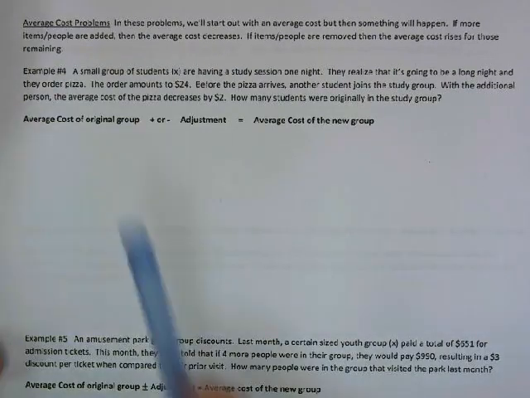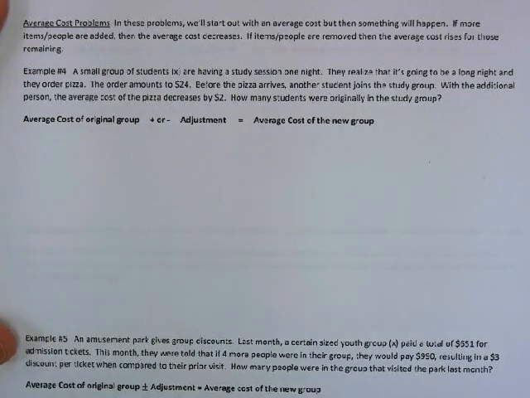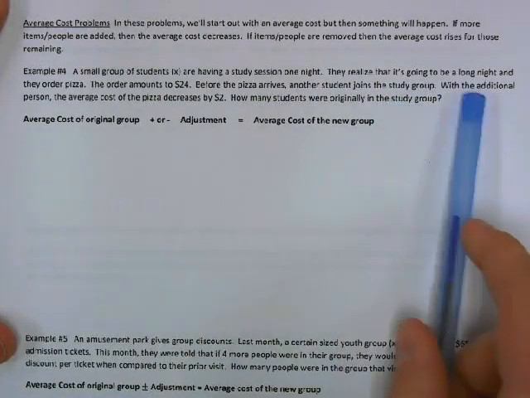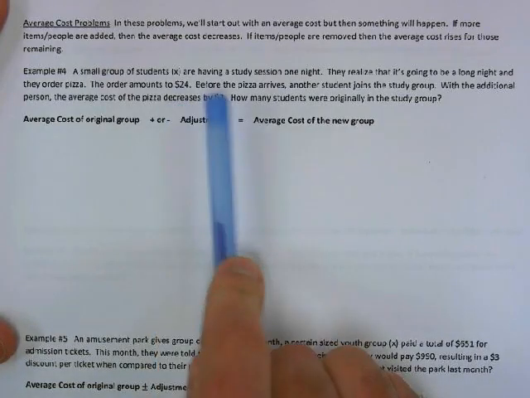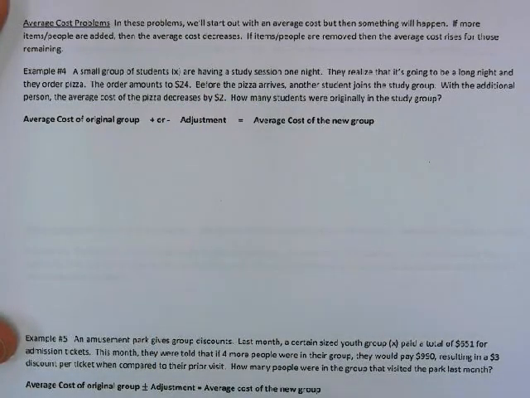Let's look at the first one here, example 4. A small group of students are having a study session one night. They realize that it's going to be a long night and they order pizza. The order amounts to $24. Before the pizza arrives, another student joins the study group. With the additional person, the average cost of the pizza decreases by $2. How many students were originally in the study group?